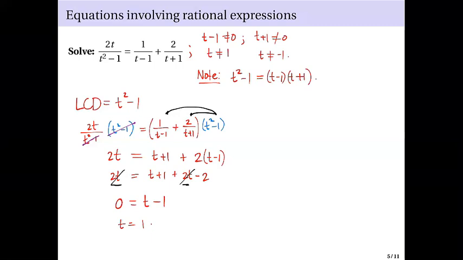Correct? But notice, your t cannot be 1. But t cannot be equal to 1, so there is no solution.